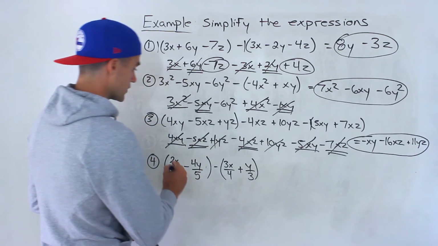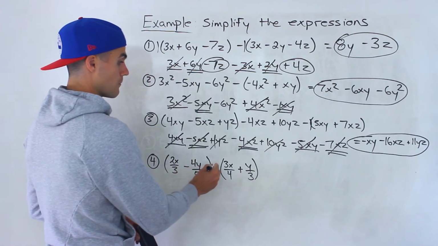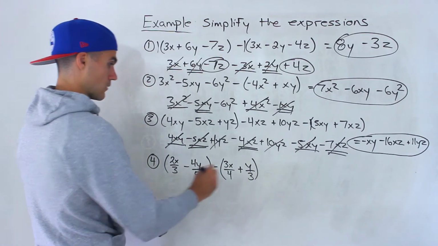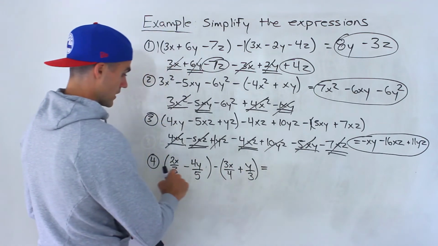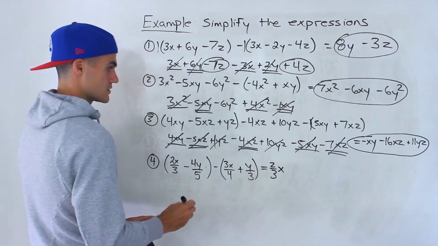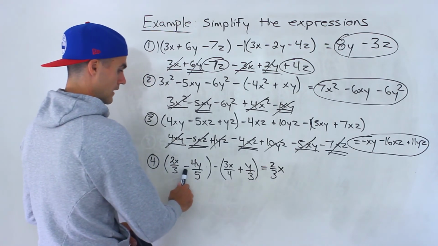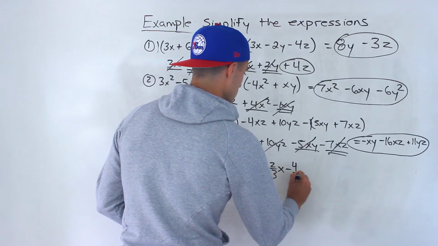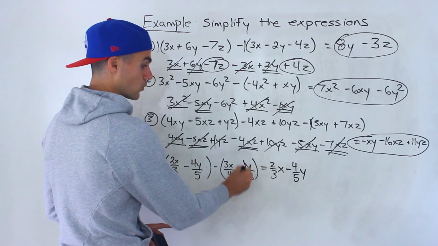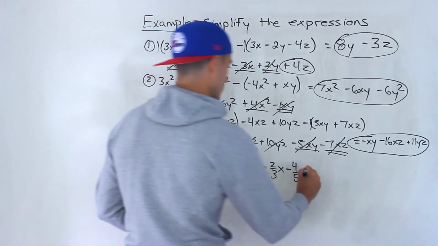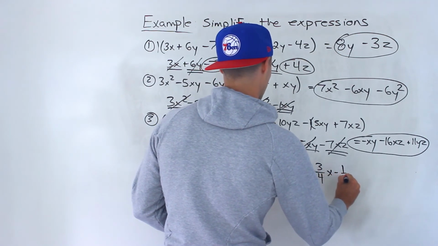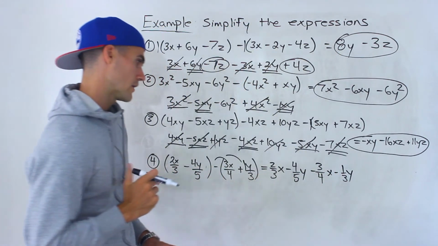And then number four, we got 2x over 3 minus 4y over 5 minus 3x over 4 plus y over 3. Now what I'm going to do is rewrite it. This 2x over 3, I'm going to write as 2 over 3 x, just so you can see the leading coefficient clearly. And over here, minus 4 over 5 y. This is 3 over 4 x plus 1 over 3 y. Distribute the negative, so you have minus 3 over 4 x minus 1 over 3 y.